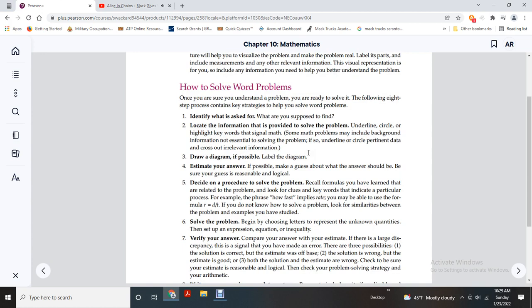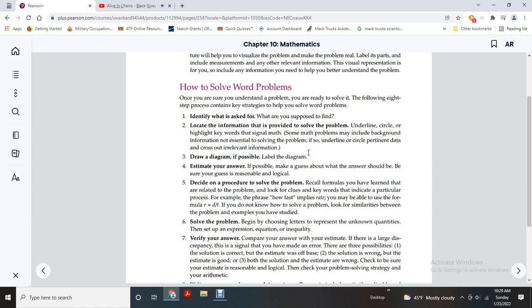How to solve word problems. Once you're sure you understand the problem, you're ready to solve it. The following 8-step process contains key strategies to help solve word problems. 1. Identify what is asked for. What are you supposed to find? 2. Locate the information that is provided to solve the problem.